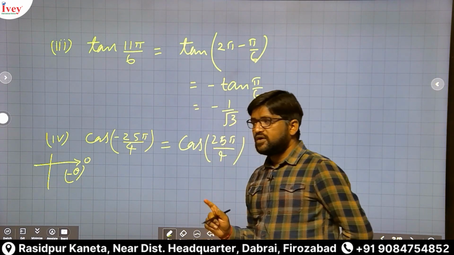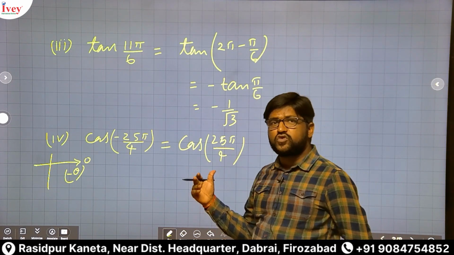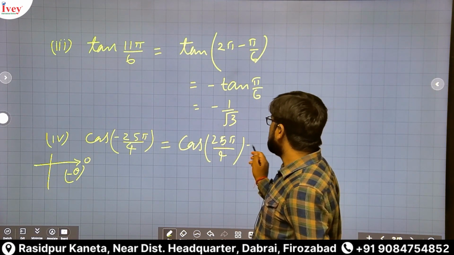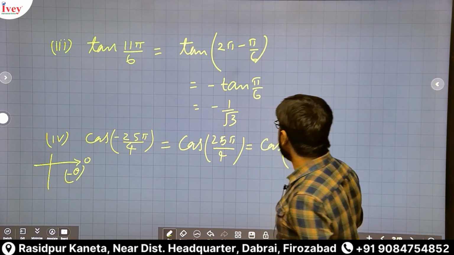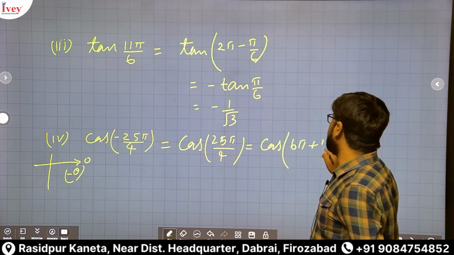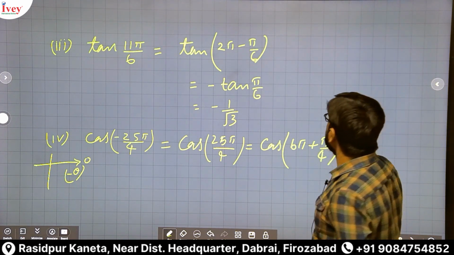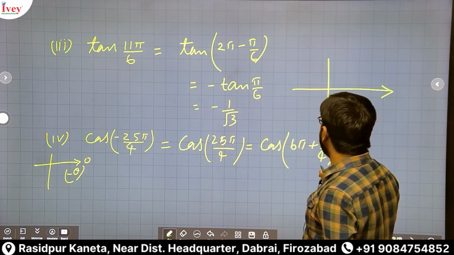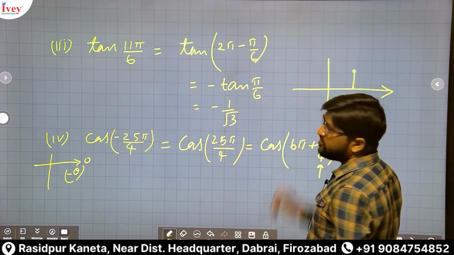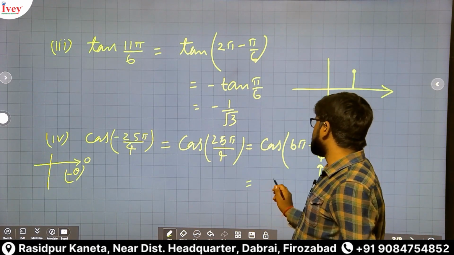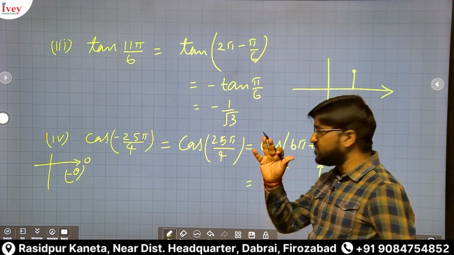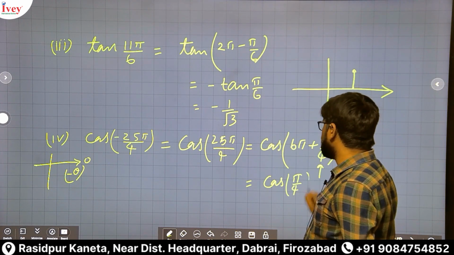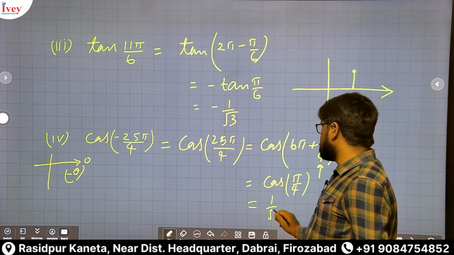Now what will you do? Now you will change this angle into a sum of the allied angle, whatever is in the standard format, right? So we can write this cos as 6 pi plus pi by 4. Right, now 6 pi is the allied angle associated with the positive direction of the x-axis, and we are adding something, so we will land up in the first quadrant. This means in the first quadrant all trigonometric ratios are positive. So it is going to be cos pi by 4, and what is the value of cos pi by 4? That is 1 by root 2. This is the logic behind this.